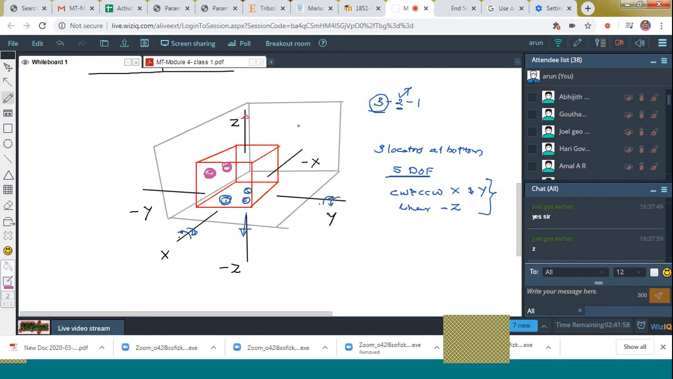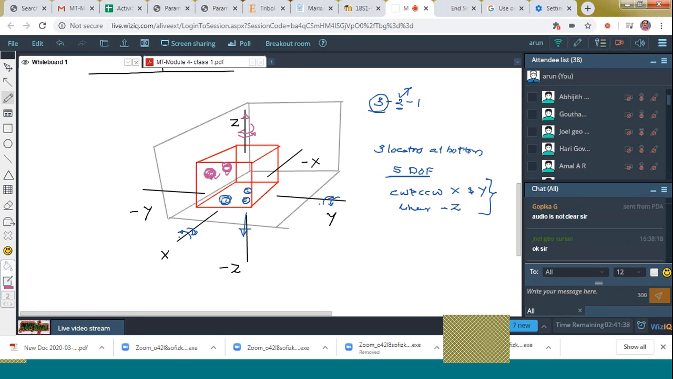Can the z-axis rotate in the clockwise and anti-clockwise direction? No. It will be arrested by means of these 2 locators, isn't it? It will not rotate. Yeah.